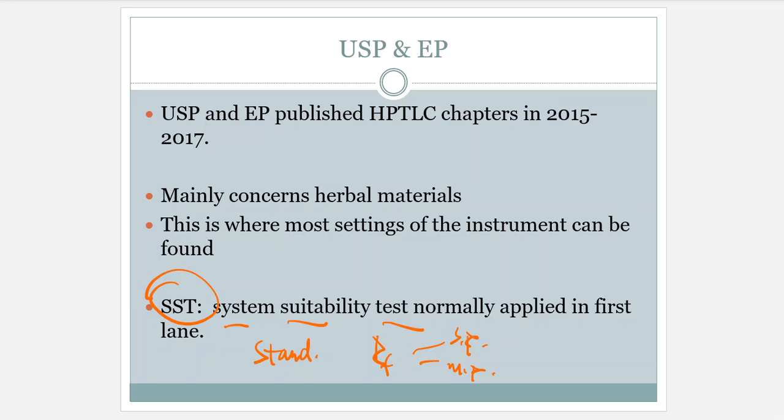So system suitability is often in the very first lane, and that gives us an idea: this is what we're looking for, this is where it's getting applied. Absolutely, it's present. I see it. It is there. And that way we feel a little bit better about the standards we're running and the samples we're running. But that system suitability has got to be in place first.